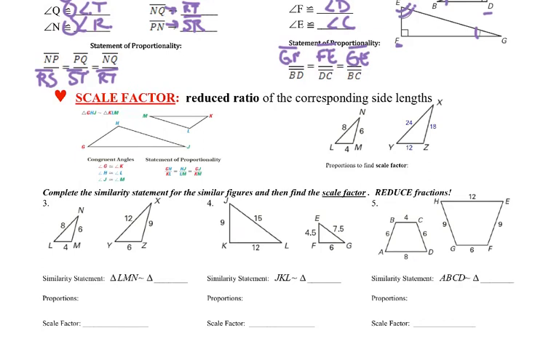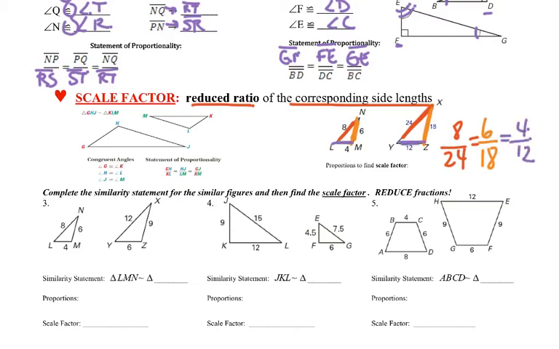The final thing is scale factor. And we've done scale factor a bit before when we did dilations. Scale factor is the reduced ratio of the corresponding sides. So colors are super helpful for this. So we look at these sides that correspond, like 8 goes with 24, and we're going to write that as a ratio. 6 here goes with 18. And then on the bottom, 4 goes with 12. All three of those fractions reduce to the fraction 1/3. That is our scale factor, the reduced fraction of the corresponding sides.